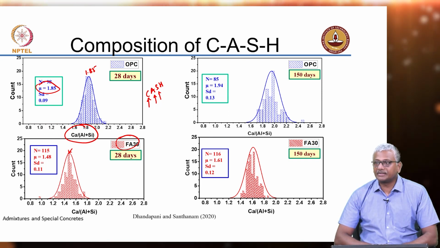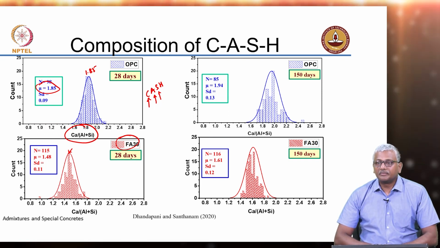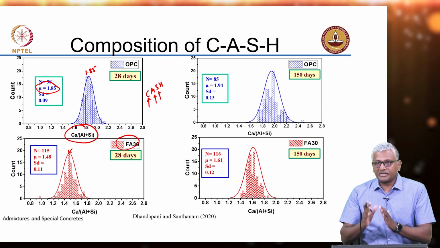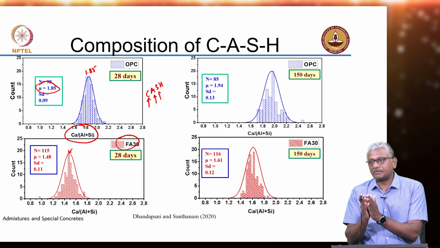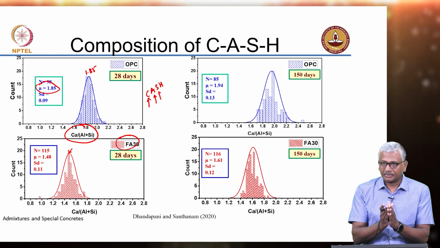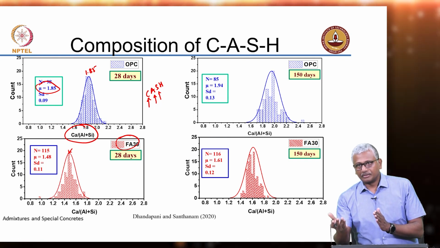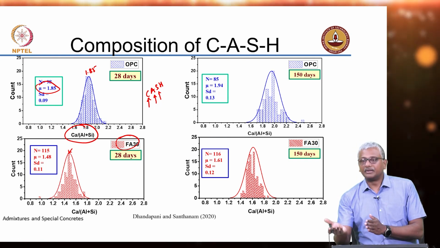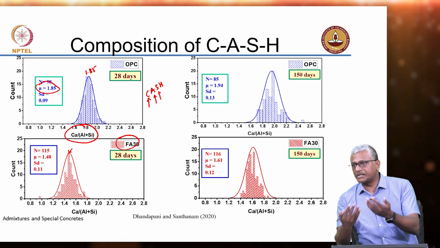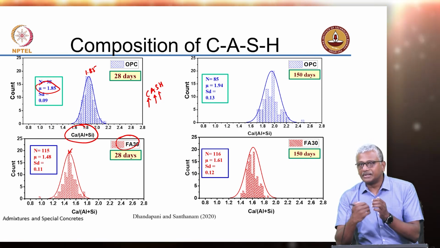The histogram indicates that your mean is at 1.48. That means your calcium to silicon plus aluminum ratio has shifted to the left. What does this mean? It is a system that is deficient in calcium, or more silicon and aluminum have been introduced into the CSH structure.